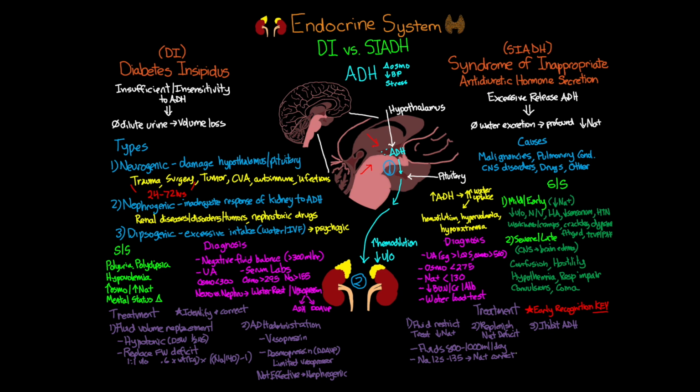If this fluid restriction alone is not enough to correct this sodium, then this is where we might consider giving something like demeclocycline. And what this is going to do is inhibit ADH on those renal tubules, and this is going to allow for the excretion of water.